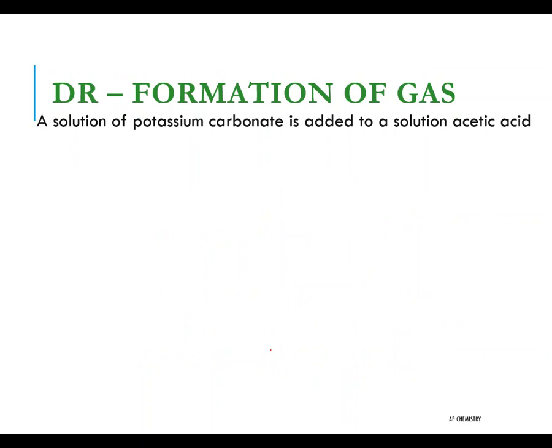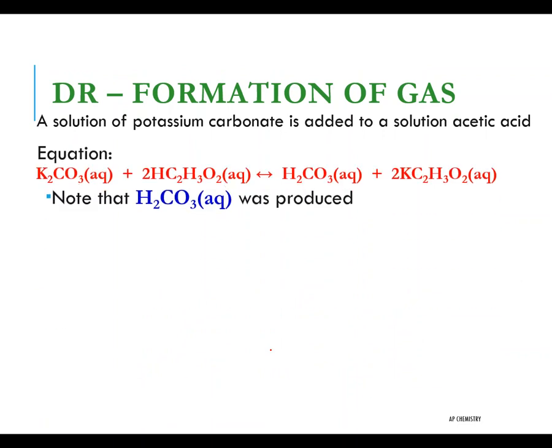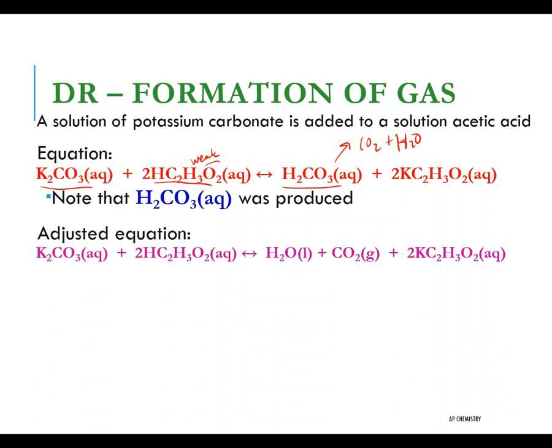For instance, potassium carbonate added to acetic acid. So here are our original ones added together. Weak acid stays together, okay, so that's weak. But we end up getting carbonic acid as a product. And this is the one that's going to automatically break down into CO2 and H2O. So we wouldn't keep this in here. We're going to break it down into the two products, like so.